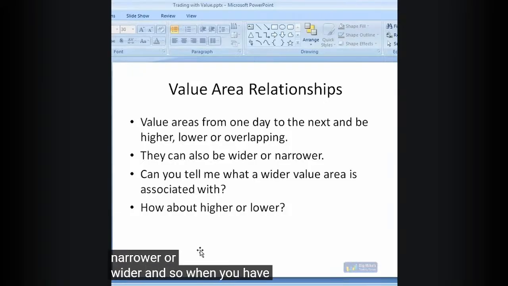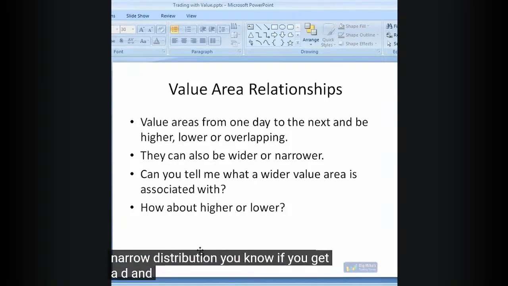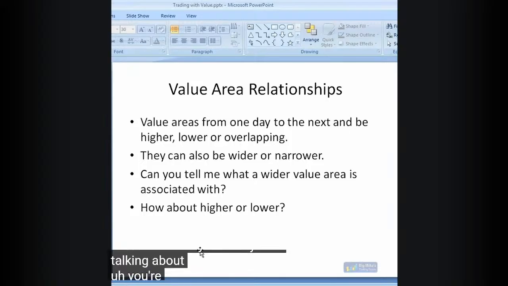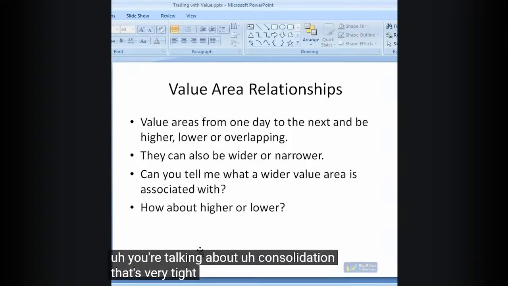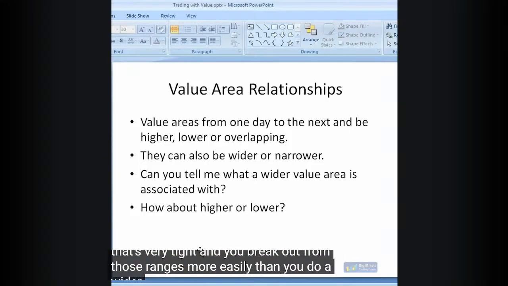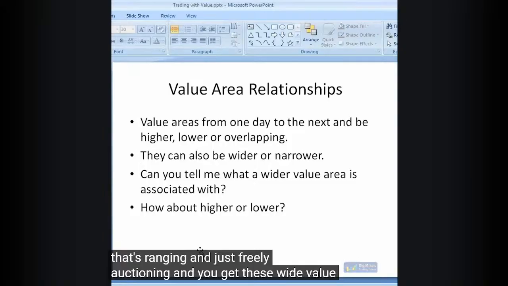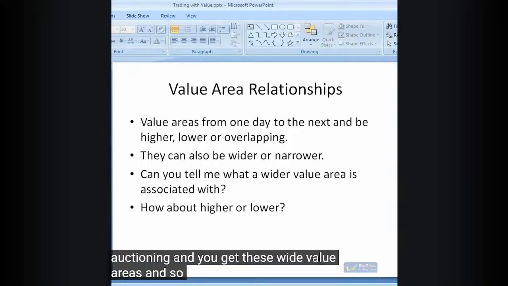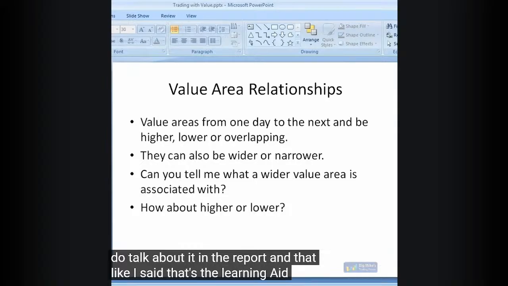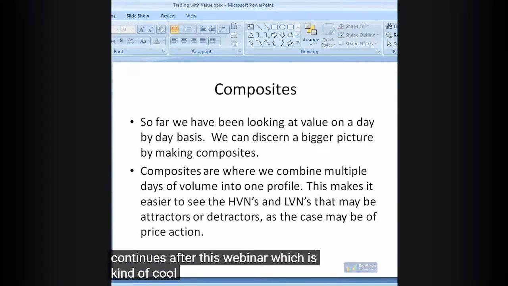And so when you have a really narrow distribution, if you get a D and it's really narrow, you're talking about consolidation that's very tight, and you break out from those ranges more easily than you do a wider one. In fact, when you get wider areas, it tends to be more of a market that's ranging and just freely auctioning, and you get that kind of a tendency. And I don't think I really talk about that much more, but I do talk about it in the report, and like I said, that's the learning aid that continues after this webinar, which is kind of cool.